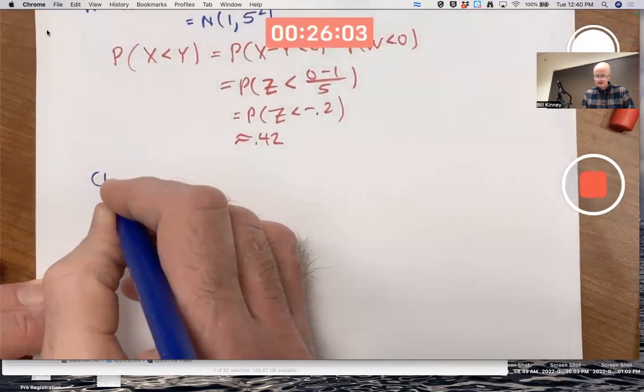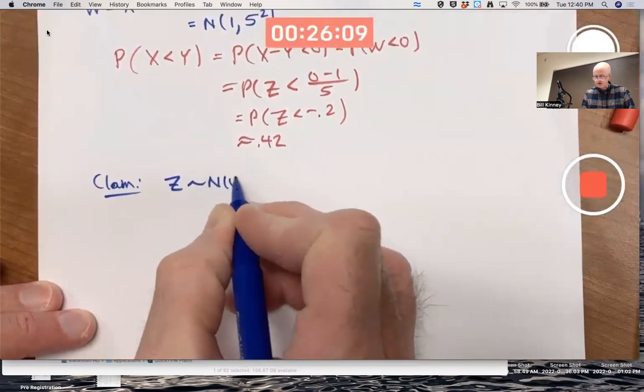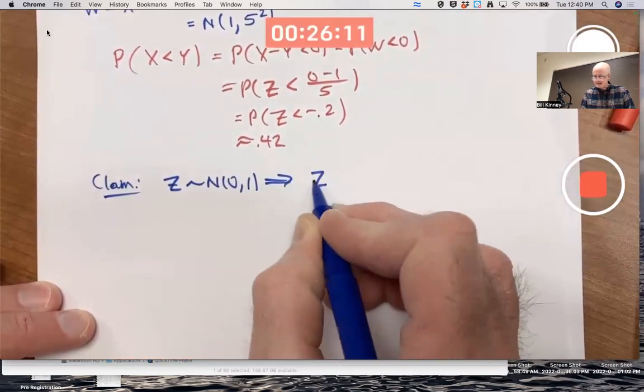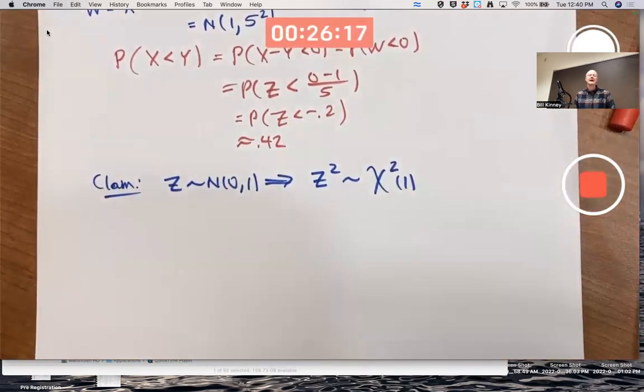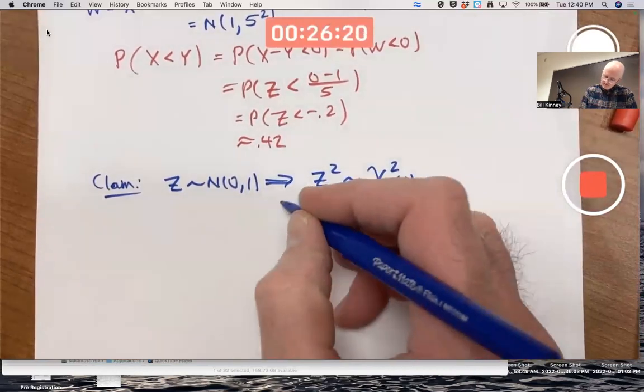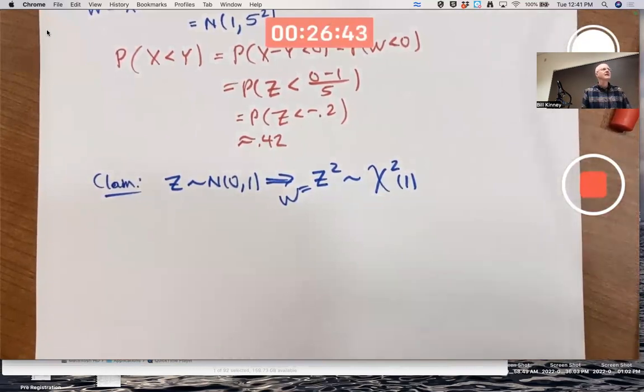Claim: if Z is standard normal, that implies its square is chi-square with 1 degree of freedom. Let's call this W. You remember last week? Maybe it was a week ago. I used something called the CDF method. I confirmed a distribution by finding the CDF and then differentiating it to find the PDF. I forgot what the context was. I forgot what the example was. I'm going to do that again here.